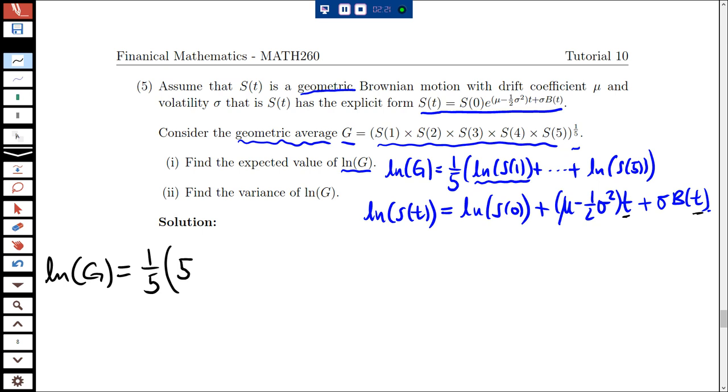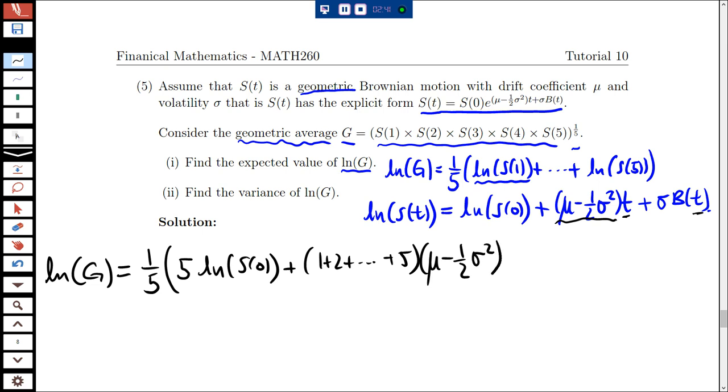We have 5 lots of the first term. Then we have 1 of these, 2 of them, 3 of them, so on and so on, up to 5 of them. And finally on the end, we have B1, B2, B3, up to B5, lots of sigma. Don't need another bracket. Yeah, one more. Okay, so this is our expression for the log of g, and we want to take the expectation.